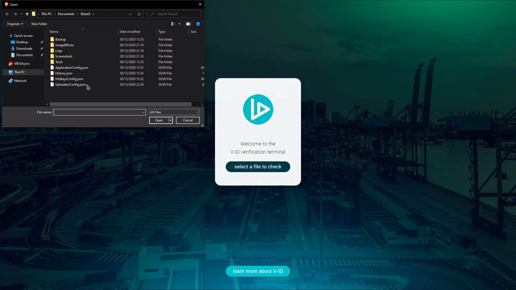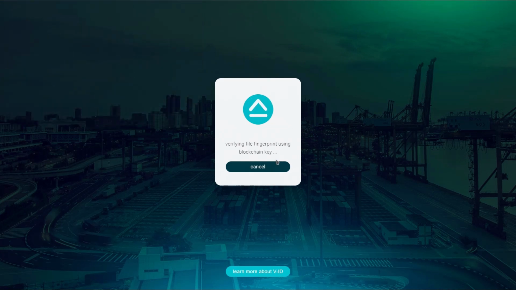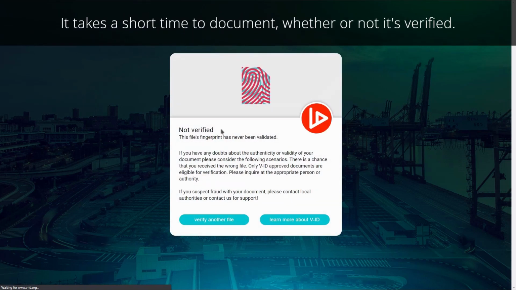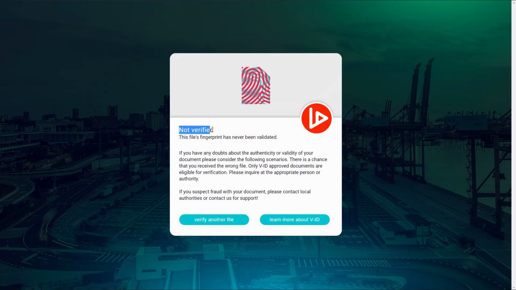Moving on to how an organization would verify the document, they can either use the API, but if their verification volume is lower, they can use the website. The verification done on the website is as simple as dragging and dropping the document. As you can see, it took a short time to verify the document, even though mine isn't verified.